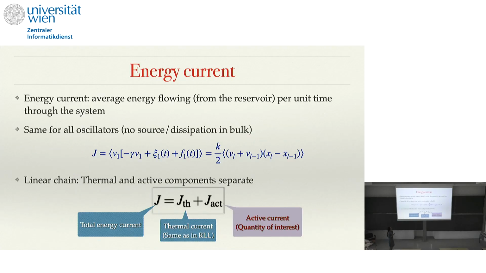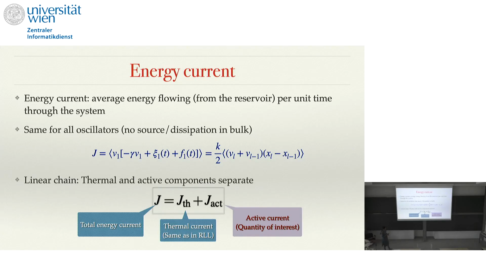So what we calculate first is the average energy current, okay? And we know that in the stationary state, there is one constant current flowing through the system. And that we can calculate by taking the average energy flowing from the Lth oscillator to the L plus 1th oscillator, by taking the force times velocity, or even easier, just by looking at the average of the force on the boundary oscillator from the reservoir times its velocity, just the instantaneous current. So that's the energy flowing through the system per unit time. This is the same for all oscillators because the bulk is completely Hamiltonian. So there is no dissipation or source in the bulk.